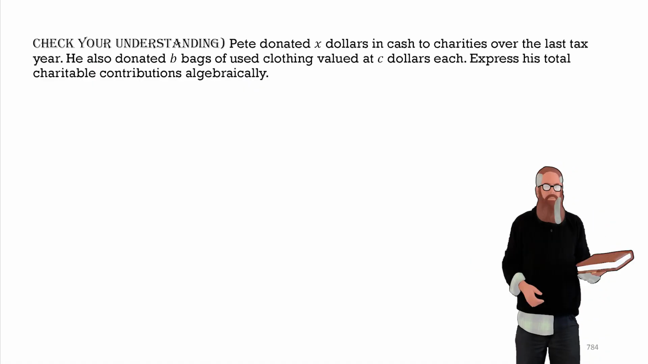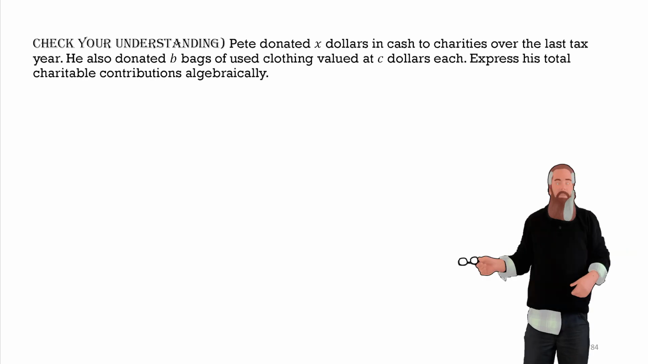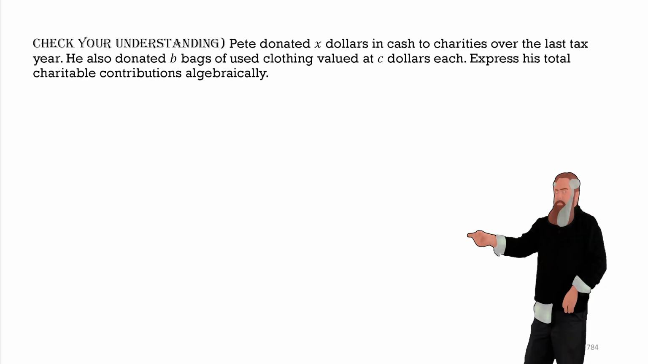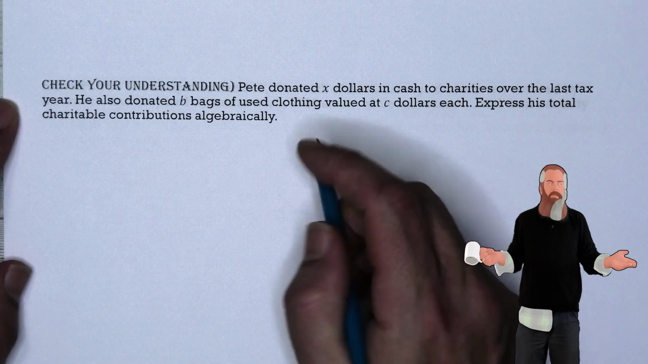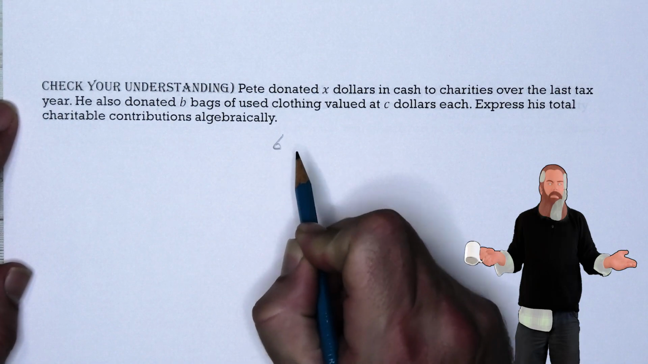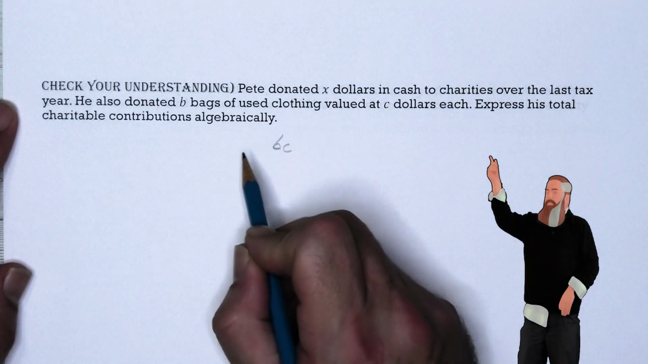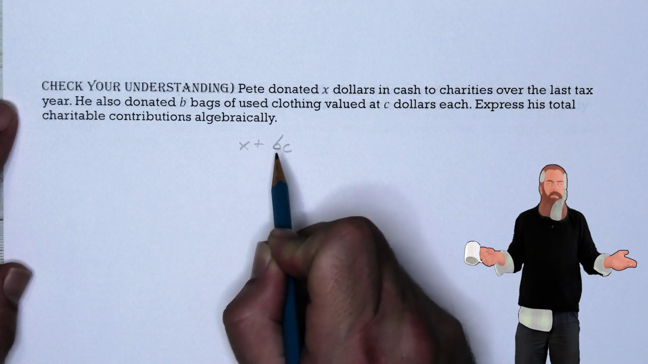Let's check our understanding. Pete donated X dollars in cash to charities over the last tax year. He also donated B bags of used clothing valued at C dollars each. Express the total charitable contribution algebraically. Well, B bags of clothing were donated with C value each, so the value is B times C. If we add the dollars that were donated, we get X plus B times C.